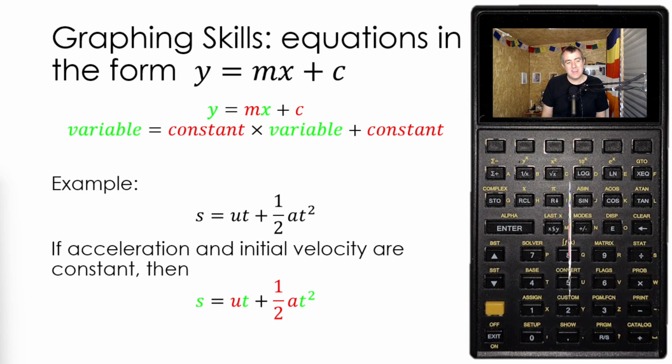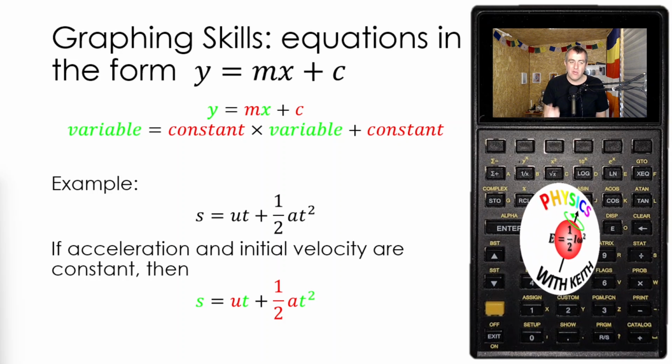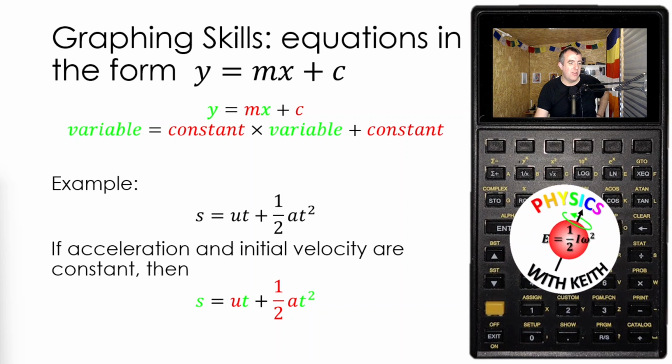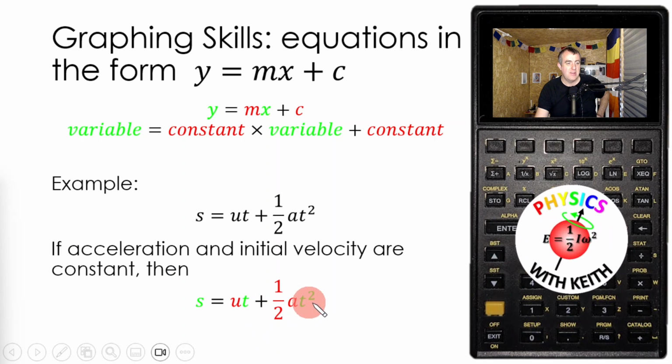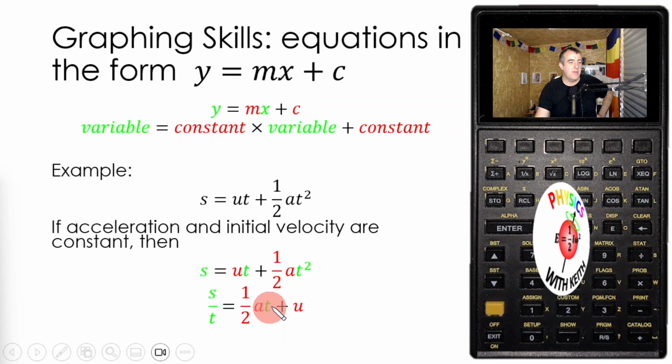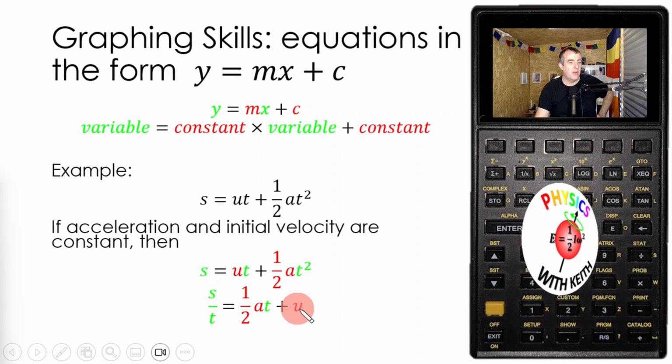Well, this is a bit more complicated now, because look, we've got variable equals constant times variable plus constant times variable, if acceleration and initial velocity are constant. That's a problem. It's in the wrong form. So we're going to have to divide through by one of these variables to get rid of this constant times variable quantity. Given that this one the variable's t and this one the variable's t squared, it makes more sense just to divide through by t. If I divide through by t, I end up with variable equals constant times variable plus constant.